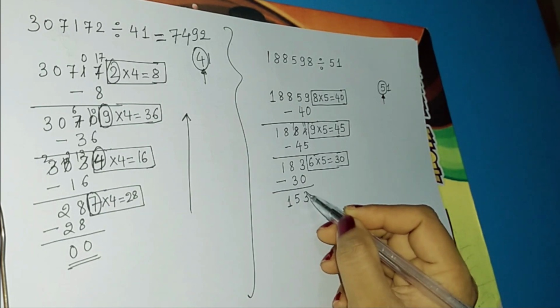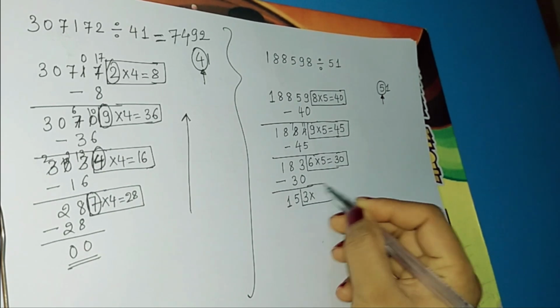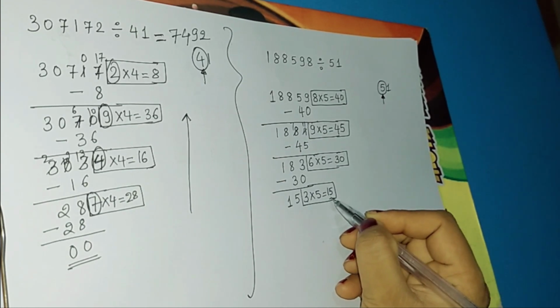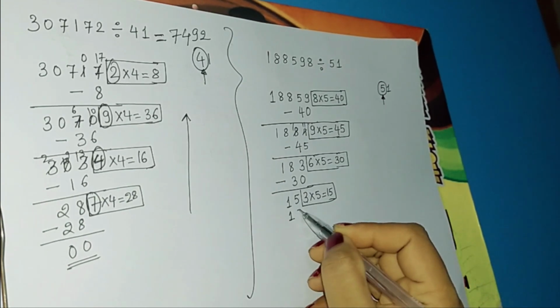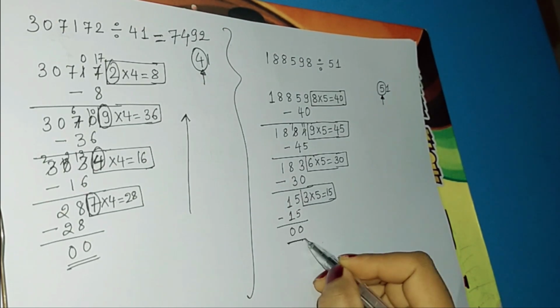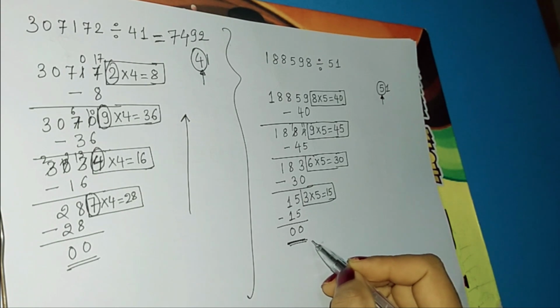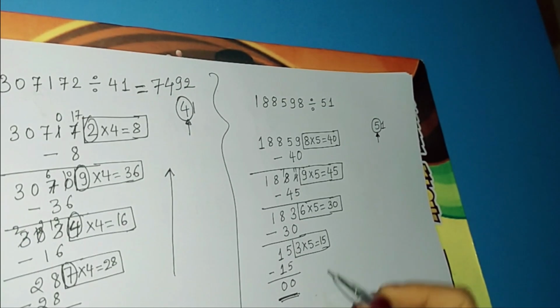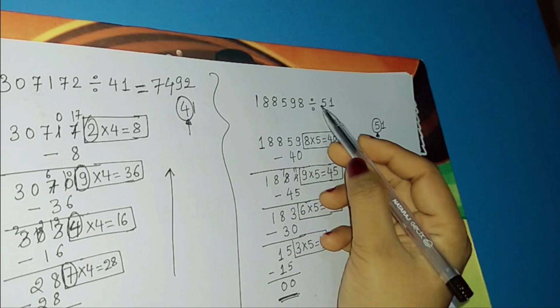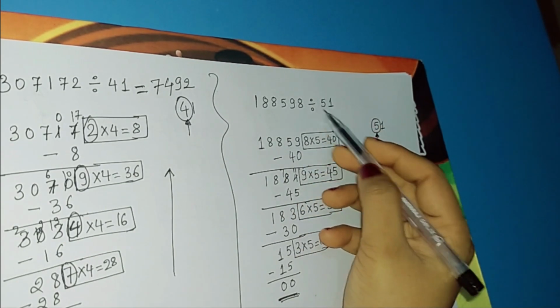Last digit is 3. Let's multiply this 3 by 5. So here 5 times 3 is 15. Subtract this 15 from this 15. So here 5 minus 5, 0, 1 minus 1, 0. Finally we got 0 here. It means we need to stop our process here, and the number 1,88,598 is completely divisible by this 51.